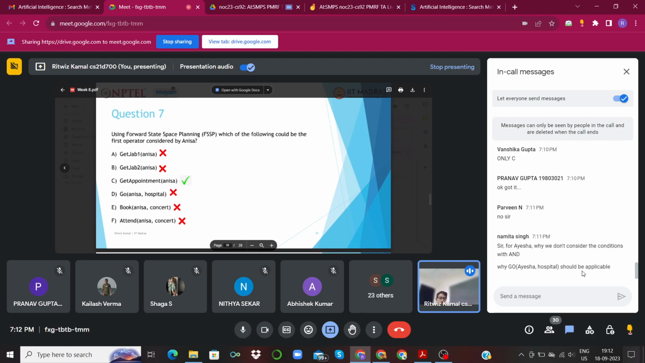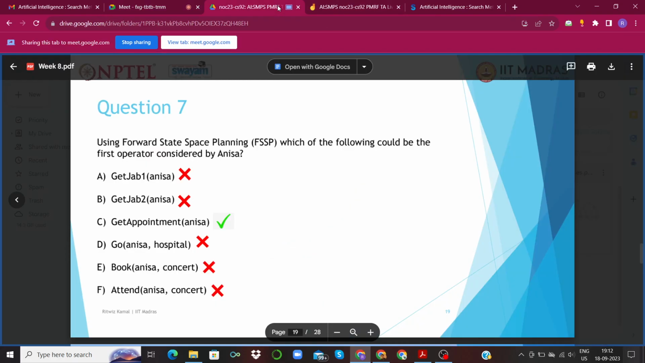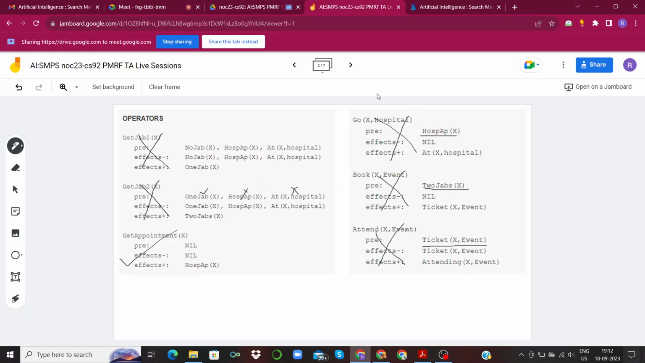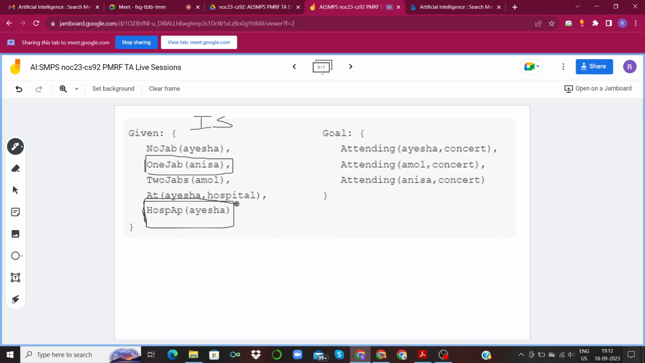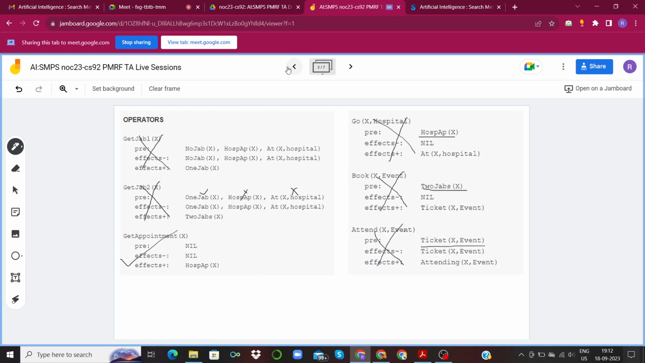Why should Go Aisha Hospital be applicable? Okay, Go Aisha Hospital should be applicable because we were given in the initial condition this particular fact: hospital appointment Aisha, hospital appointment of Aisha. This one was given to us, and this is the only precondition that needs to be satisfied for us to be able to apply this go operator. That's why we can apply this in the case of Aisha.